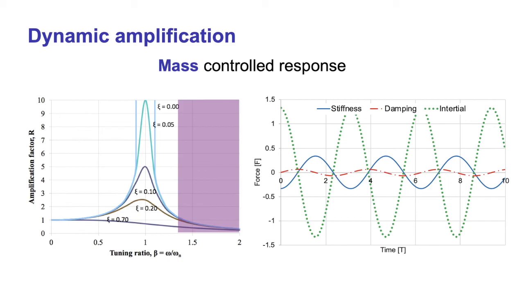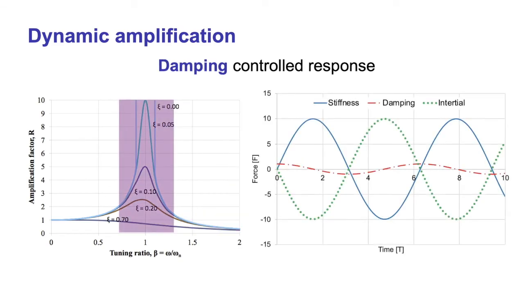As we move to larger values of beta, the amplitude of the motion becomes smaller and smaller, even reaching levels lower than the static displacement. Looking at the force history on the right, you can see that the inertial force dominates. When confronted with such a system, you will have better chances of modifying its dynamic response by changing its mass.